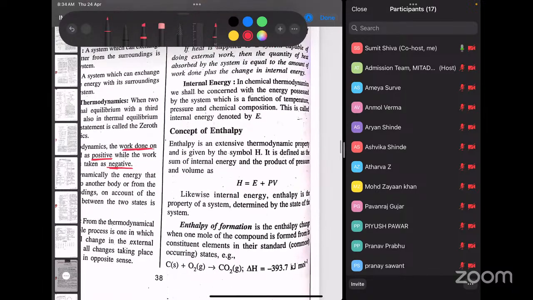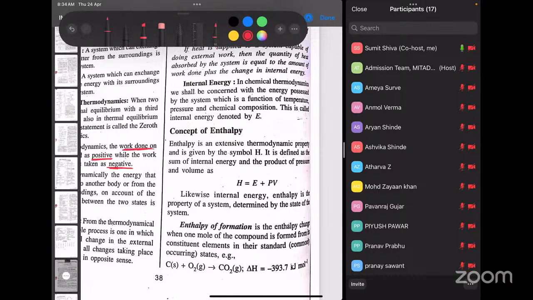Next point is internal energy. What is internal energy? Internal energy of a system is the sum of all types of energy of the constituent particles of the system. If there are a certain number of constituent particles, and these constituent particles have certain types of energies, then all these energies will be added together to get the overall internal energy of the system. Internal energy of the system is given by U or E, sometimes E, sometimes U, but in most of the cases we take U as internal energy.